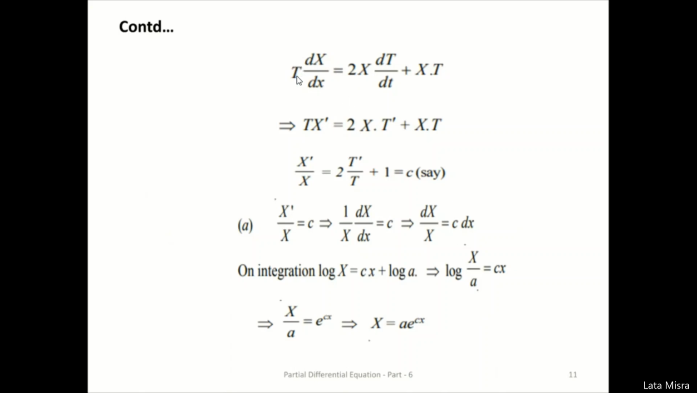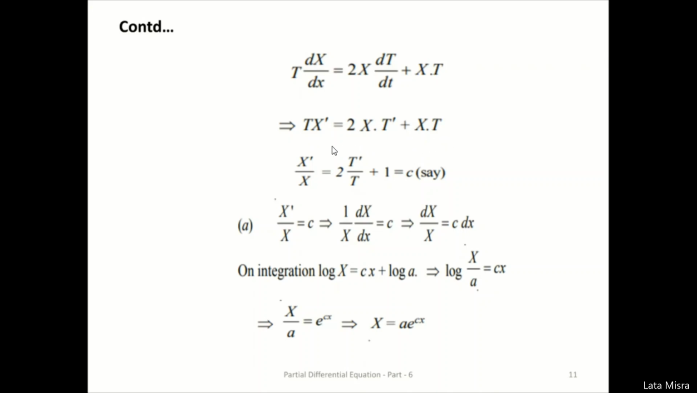When we differentiate XT with respect to small x, we get T dX/dx. When we differentiate XT with respect to small t, we get 2X dT/dt plus XT, which remains the same. Now dX/dx is equal to X', and we replace dX/dx by X' and dT/dt by T'. So here we have T X' equals 2X T' plus XT.